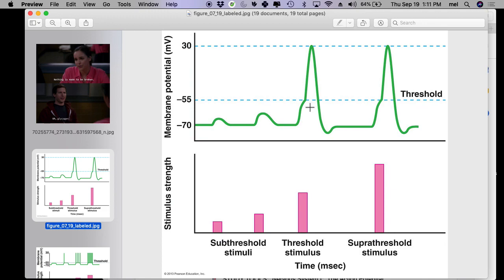But if you hit threshold, let's revisit the concept that we talked about last time. There's no such thing as a strong or a weak action potential. Because if you open the first voltage-gated sodium channel, how many do you open? All of them.